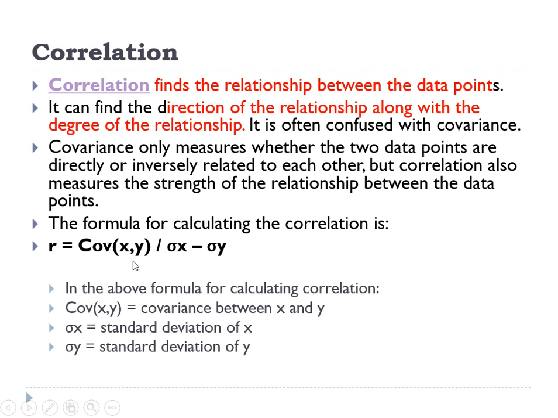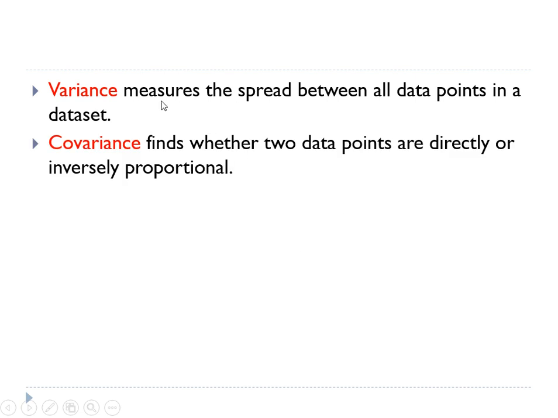Both covariance and correlation are used to find the relationship between two data points, but covariance only finds whether the relationship is directly or inversely proportional, while correlation not only finds the direction, it also finds the degree or strength of the relationship. That is why, in the formula for correlation, covariance should be calculated first. So basically, we have just seen three terms now. Variance we learned first; it measures the spread between all the data points in a data set.